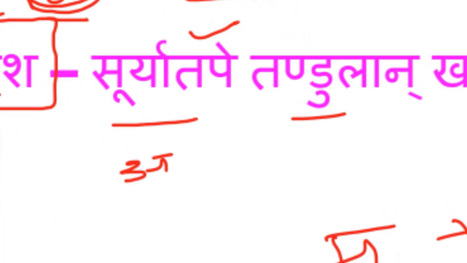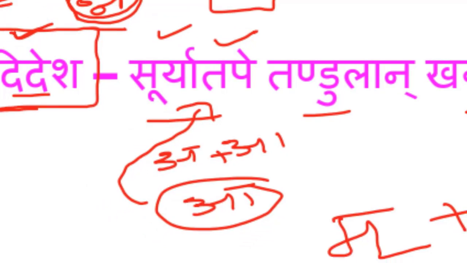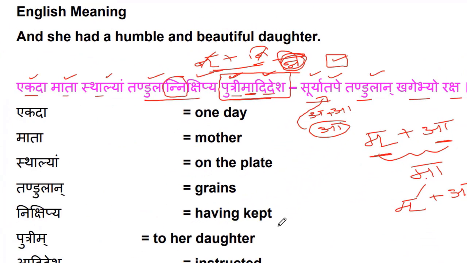Surya Atape is a Sandhi. Surya plus Atape. A plus A is equal to Longa. This Longa is coming here: Suryatape. There are two words actually, but we can tell it as a single word. Tandulan, Gegebhyo means Gegebhya; we change the O into Visargam. Then Raksha. These are the Sandhipadam, the splitting of words.